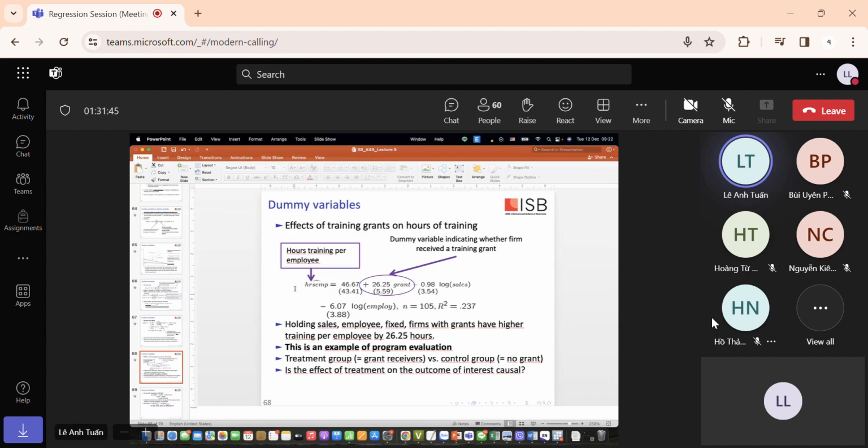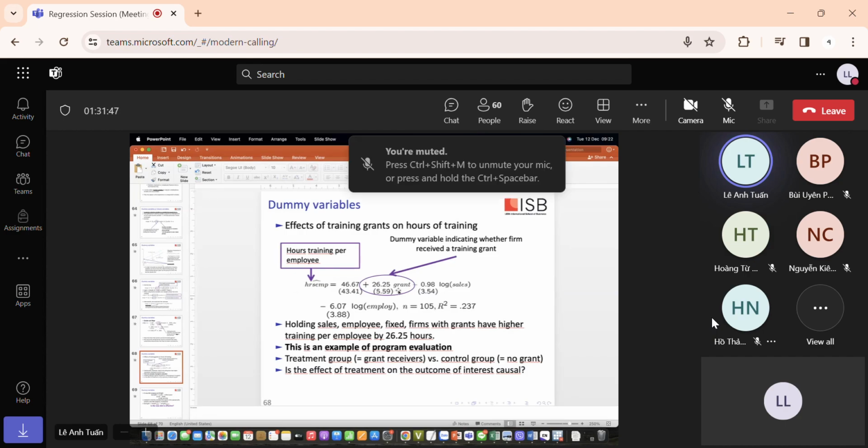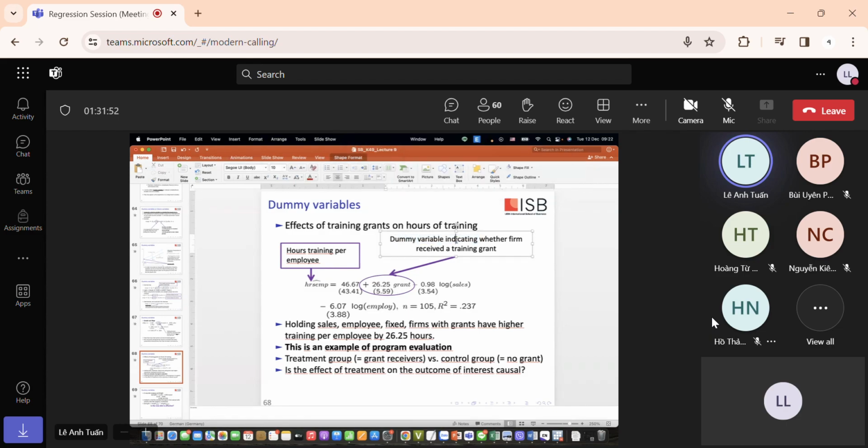You can see here they define a grant variable, a dummy variable. It equals 1 if the firm receives the money, the resources or funds from the government, and 0 otherwise, which means the firm does not receive anything. So we have some firms that receive money and some that do not receive anything, and the government would like to compare the effect between the two kinds of firms.